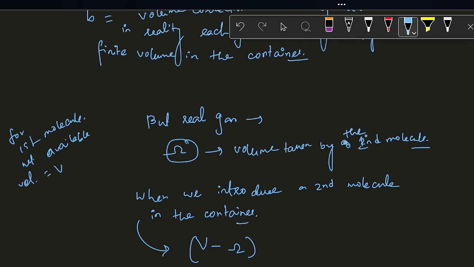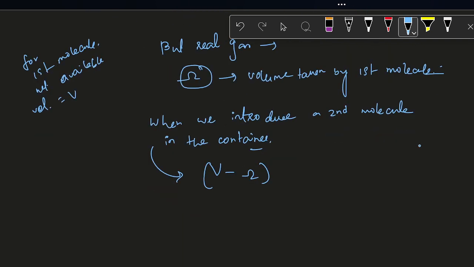So omega is the volume taken by the first molecule, and when you introduce the second molecule, it will see that omega amount of volume is already occupied out of V. So the available volume to the second molecule will be just V minus omega. In a similar pattern, if you go on introducing more and more molecules to that container, for the third molecule, let's say, it will see that there are two molecules in the container, so its available volume will be decreased by 2 omega.